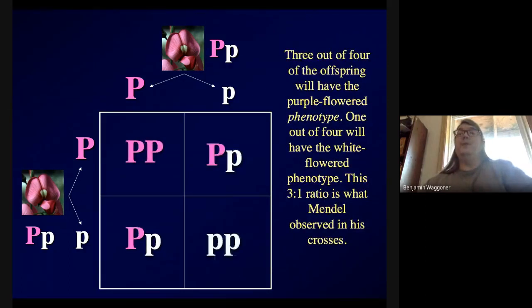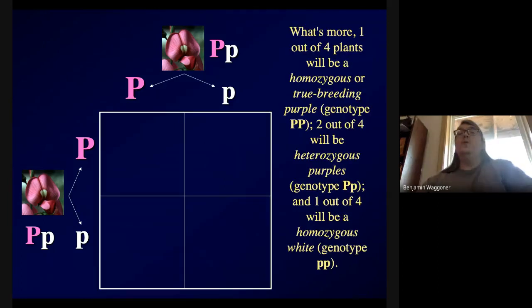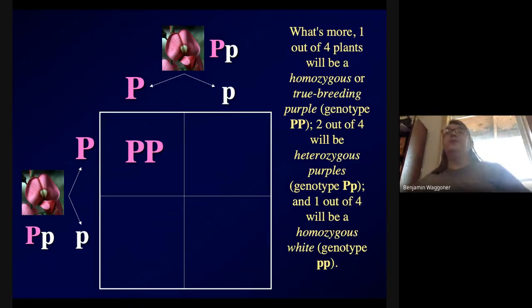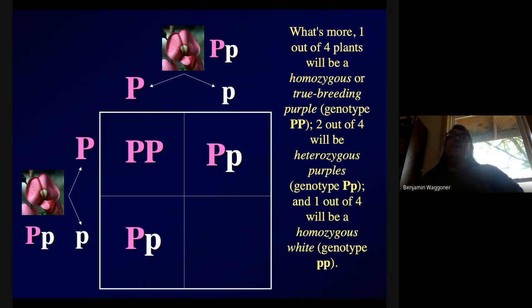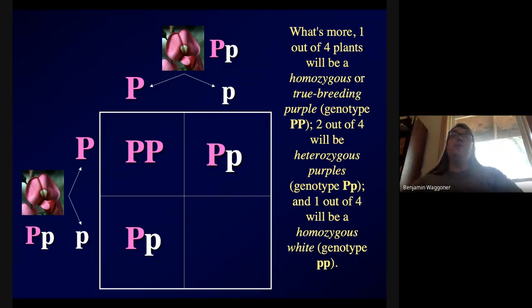There we go, more computer animation for you. That's how you get that 3-to-1 ratio. This is what Mendel observed in his crossbreedings. This is what Mendel saw. What's more, 1 out of 4 plants will be homozygous purple with the genotype big P, big P. 2 out of 4 will be heterozygous purple, genotype big P, little p. Those are the ones that will look purple but can have white offspring if you let them self-fertilize in the next generation. And then 1 out of 4 will be homozygous white, genotype little p, little p.